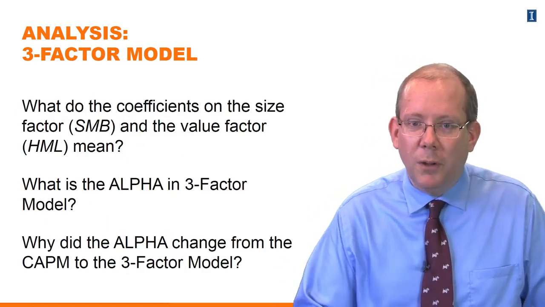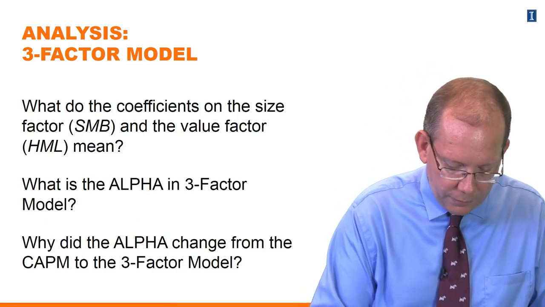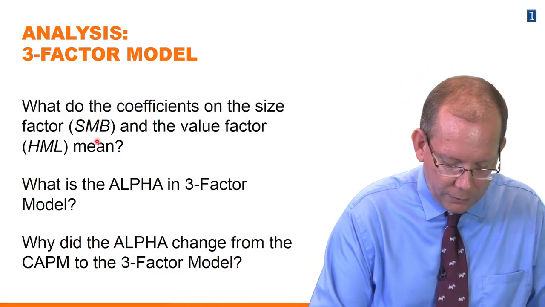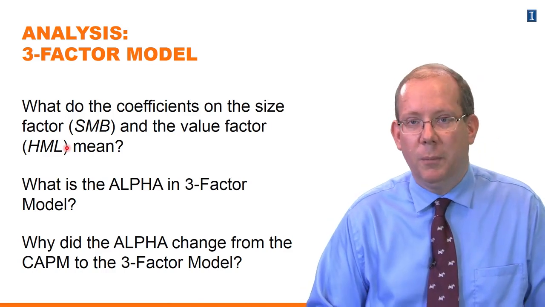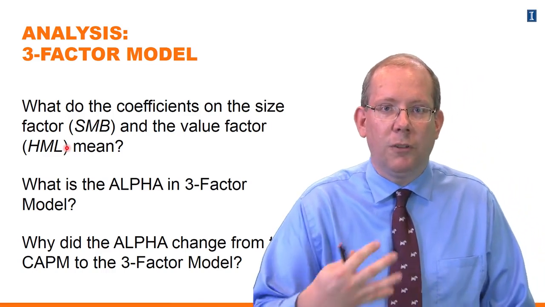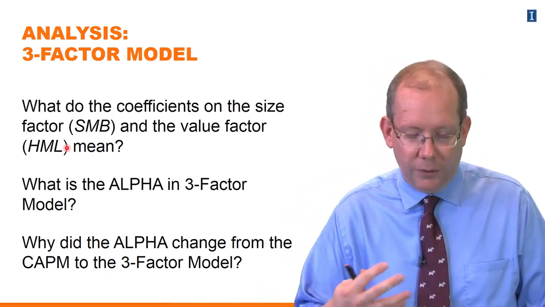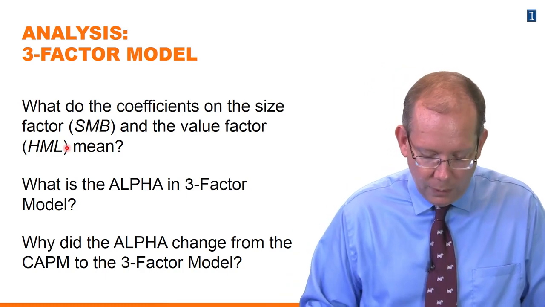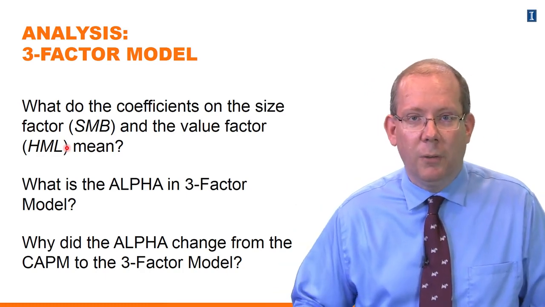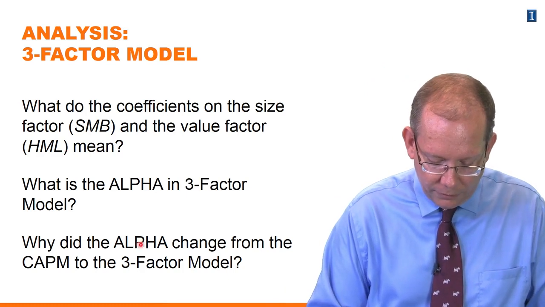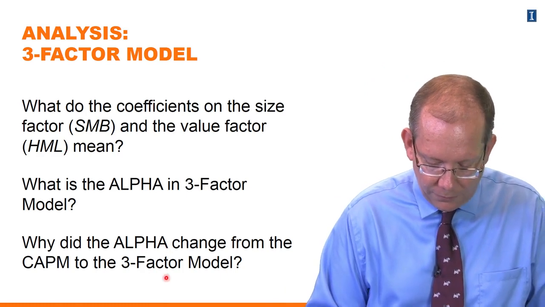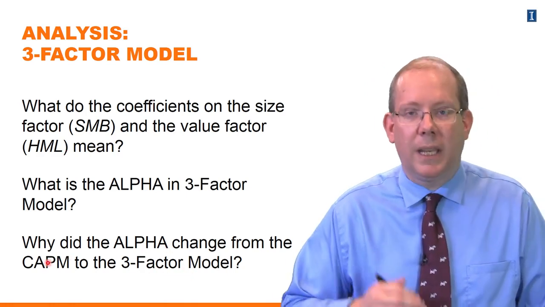When we do the three-factor model, what do the coefficients on the size factor and the value factor mean? This will be very useful when we interpret regression output from various studies later in the course. What does the alpha on the three-factor model represent, and why are there potentially differences between the alpha from the three-factor model and that from the CAPM?